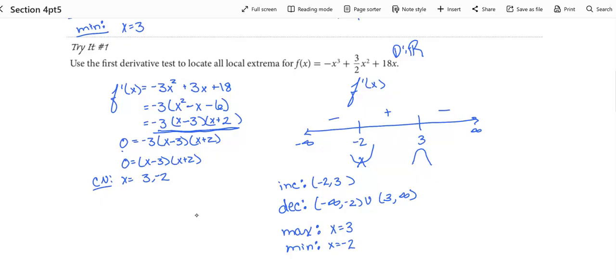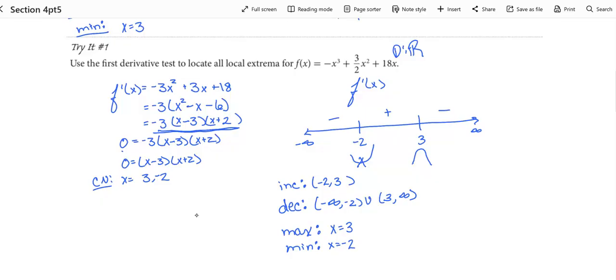I'm going to test values. If I plug in something smaller than -2, like -3, I would have a negative times a negative times a negative, which would give me a negative. If I plug in 0, I would have a negative times a positive, which would give me a positive. And if I plug in something bigger than 3, like 4, I would have a negative times a positive times a positive, which would give me a negative.